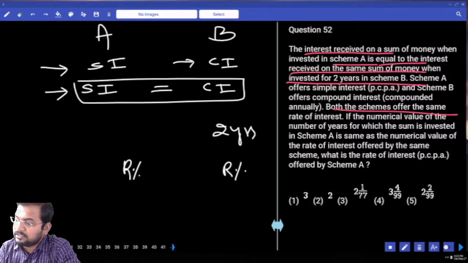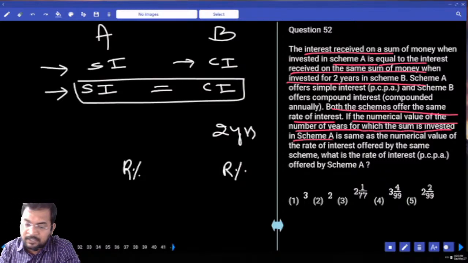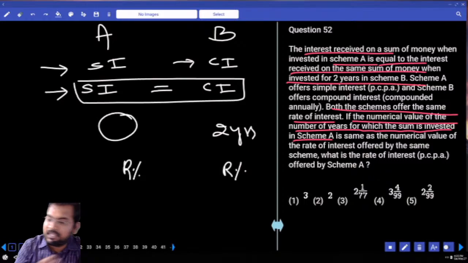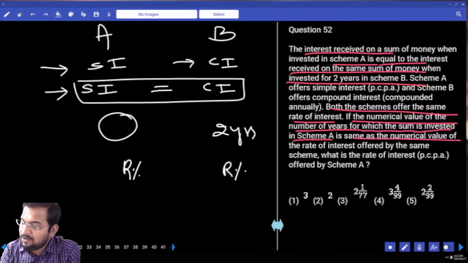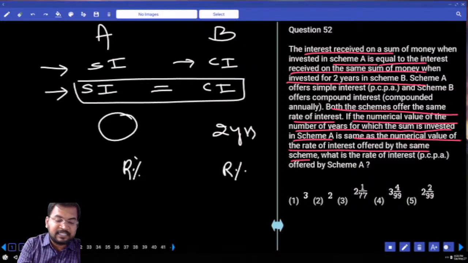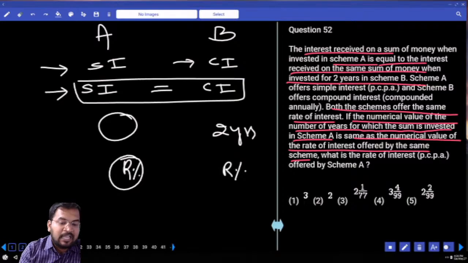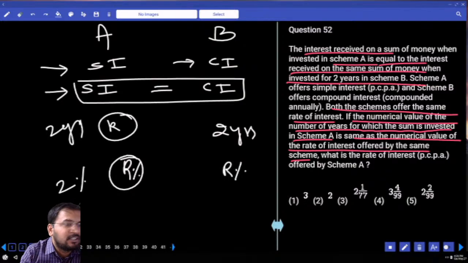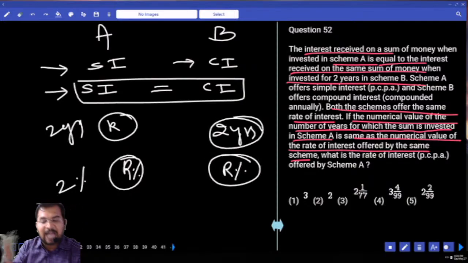Next one, the numerical value of the number of years for which the sum is invested in scheme A, the number of years for scheme A is what? It equals the numerical value of the rate of interest of the same scheme. The same scheme rate is R percent, and the number of years is also R. Numerical values are the same. Say, for example, this is 2 years, this is 2%. This is also 2 years. The rate of interest is R percent only.